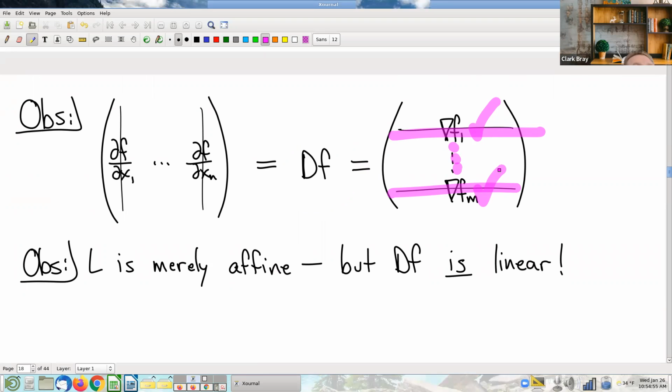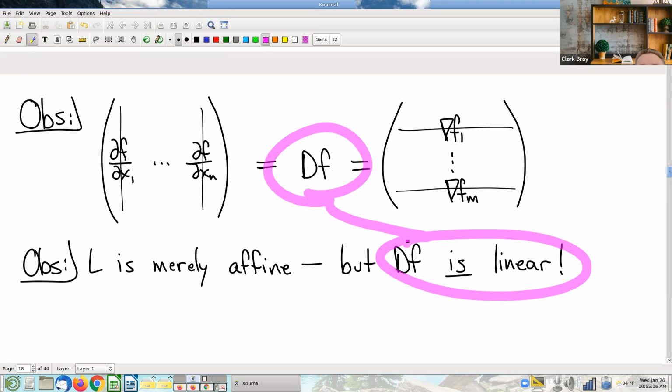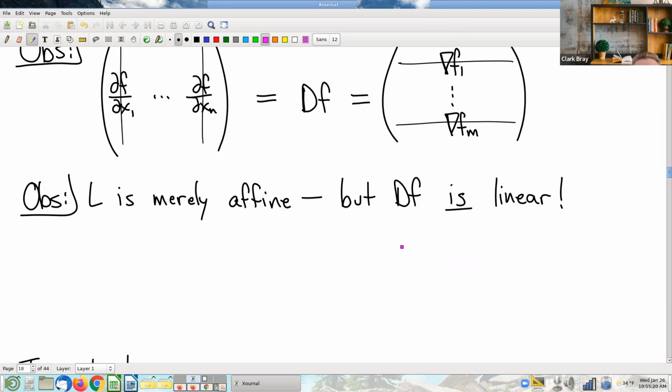Just direct observation. Each column is a partial derivative of the vector value of the function. That's pretty neat as well. And also, I'm just going to observe that this is actually linear. DF is actually linear. And this goes back to something I kind of glossed over earlier.